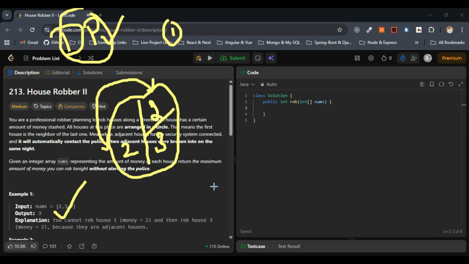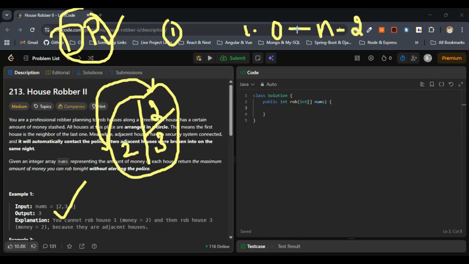Now suppose, because houses are in the circle, we cannot consider first and the last at the same time. So let's consider two linear cases here. Suppose the first linear case is robbing the houses from index 0 to n minus 2. Exclude the last here.